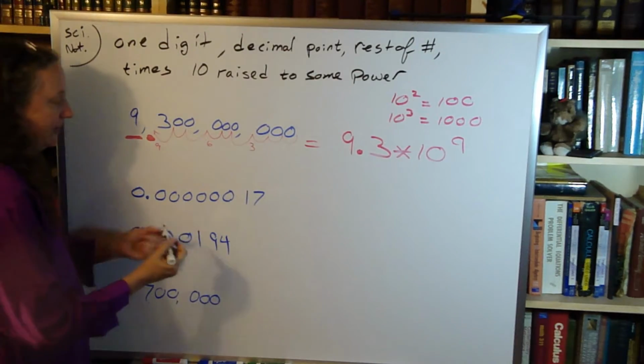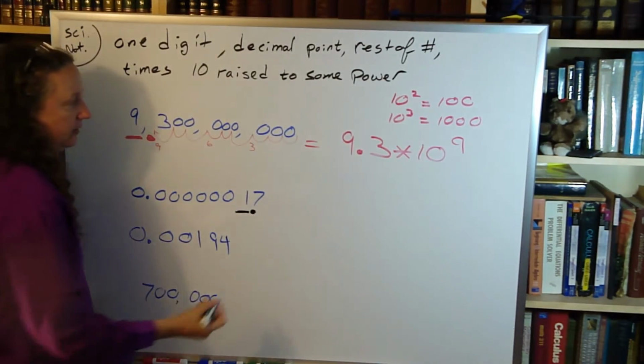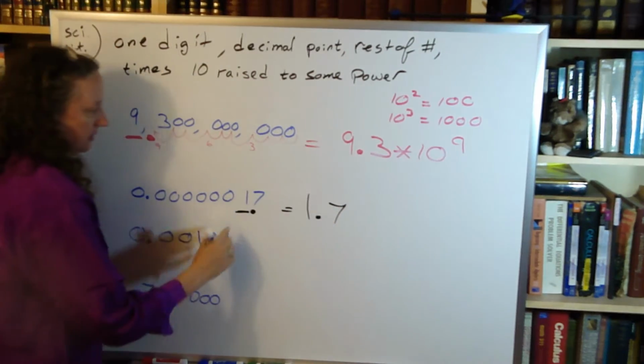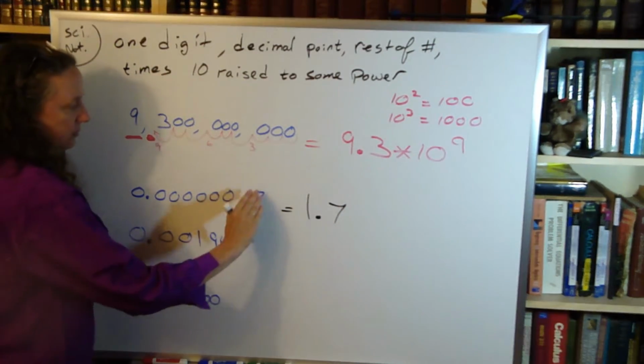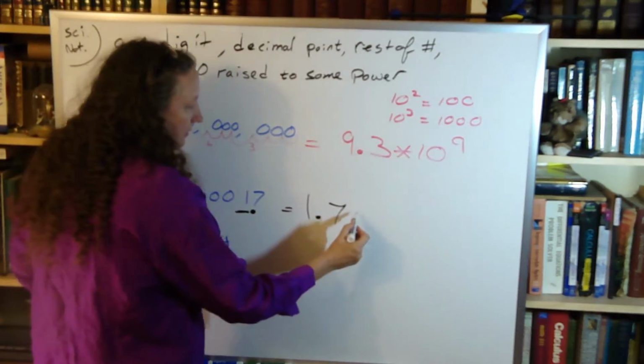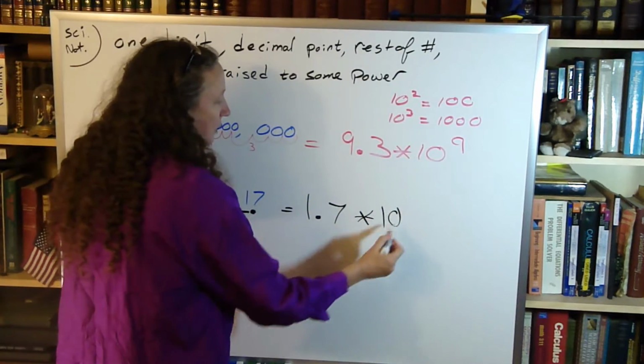So I need to find where I'm going to put my decimal point. One digit, then a decimal point. So this is going to be 1.7. Digit, decimal, the rest of the number as it may be. It ends after the 7. Times 10 raised to a power.